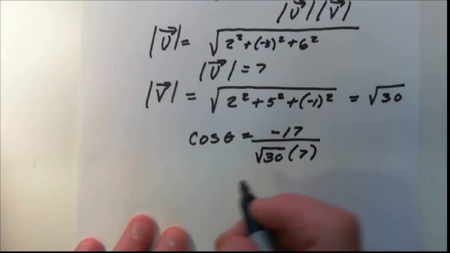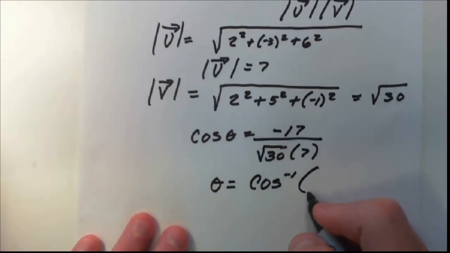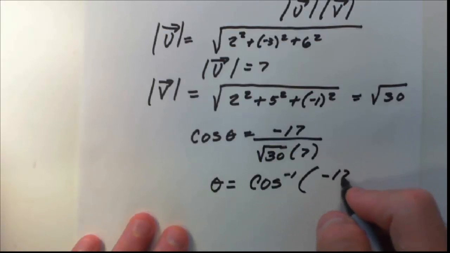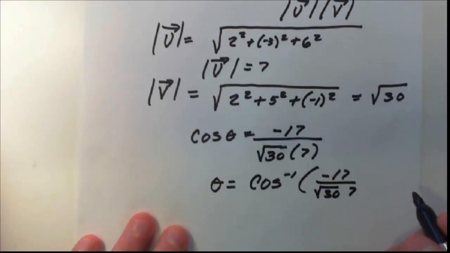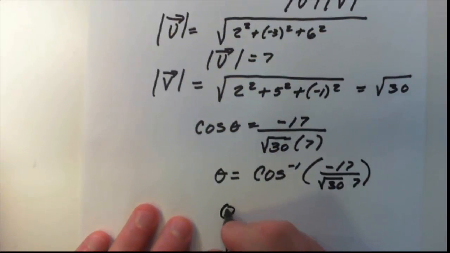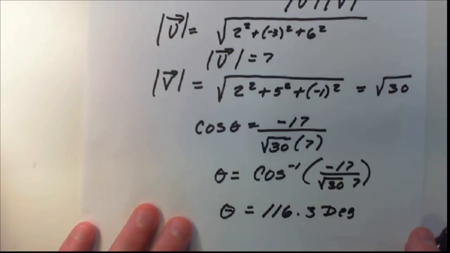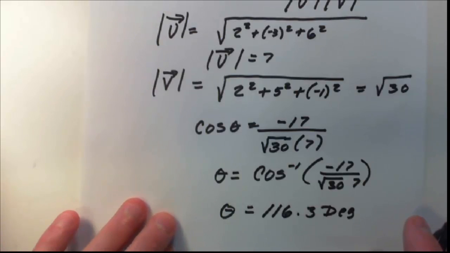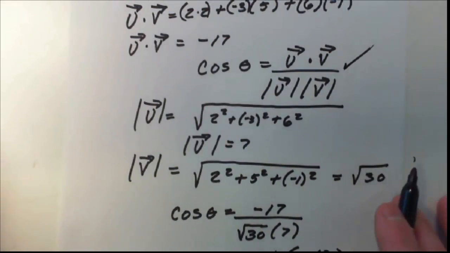All right, so theta is going to equal the inverse cosine of negative 17 divided by the square root of 30 times 7. And when we do that, we will find out that theta is equal to 116.3 degrees. All right, so we've determined what the angle is between the two vectors. And this is the approach you use. Again, it's fairly simple. You're pretty much basing everything just off of this equation right here.